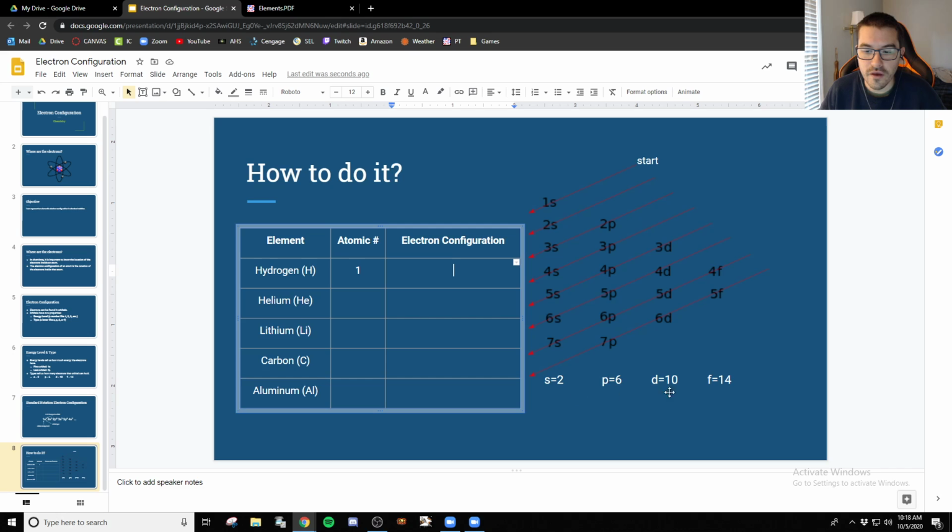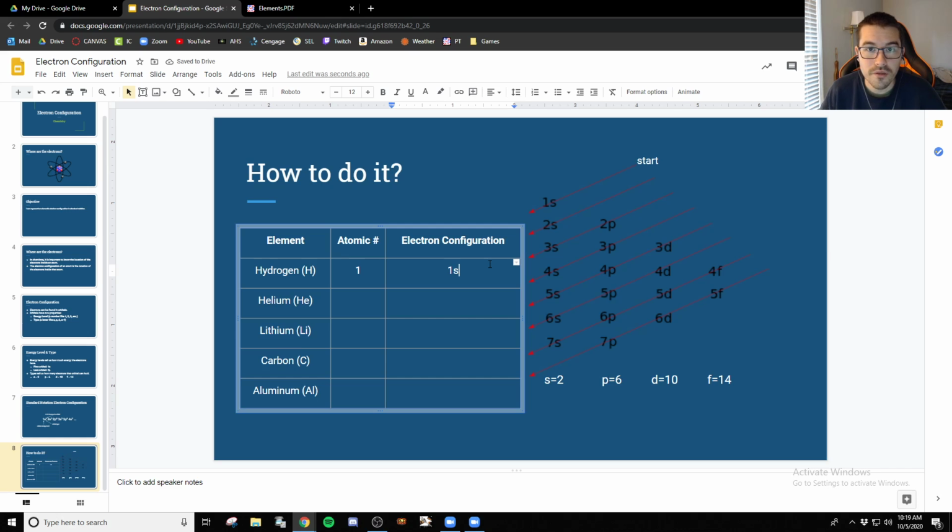This chart is going to tell us how to do the electron configuration. We're always going to start up here at the start sign, and we're going to travel down these red arrows. We're going to put electrons in these orbitals until they fill up, and then we're going to go to the next orbital, and then the next orbital. For hydrogen, it's very, very simple. We start up here. The first orbital that I get to is the 1s orbital. So I'm going to write that down.